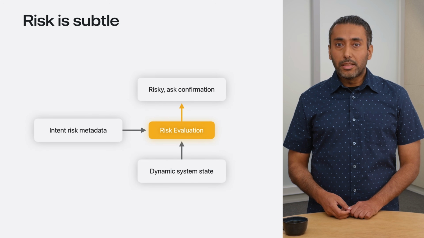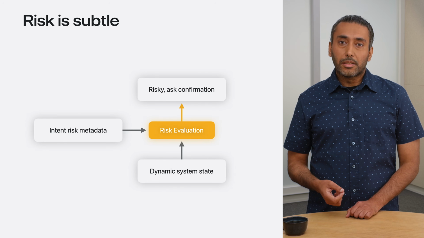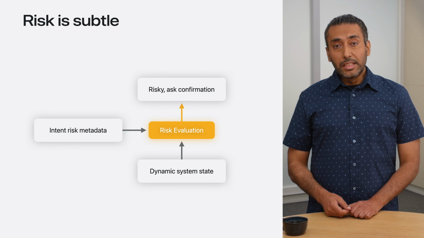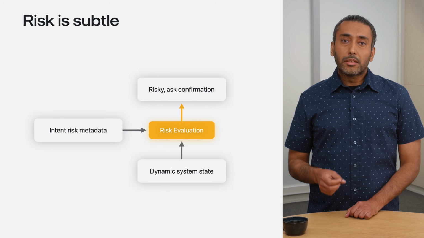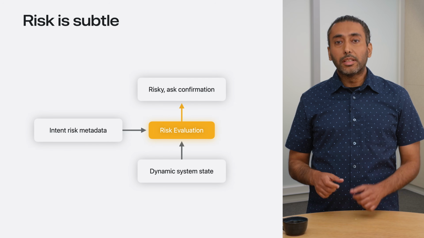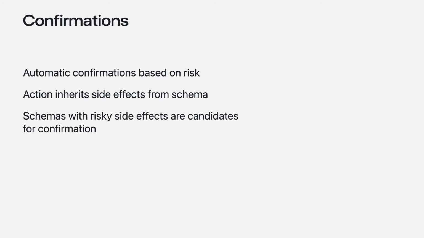The system understands these in-between situations. This is where the dynamic system state we discussed earlier plays a role. This information is used to figure out if a confirmation is needed in the current system context, thus capturing the dynamic risk of this action. To recap, remember that the confirmation system is contextual and risk-based. Your intents will inherit side effects from the intent schemas they adopt, and actions with risky side effects are more likely to be confirmed.